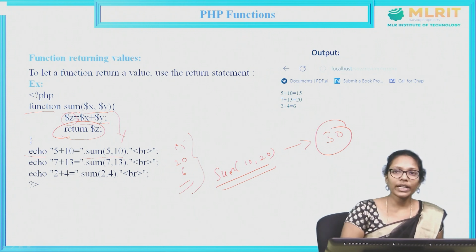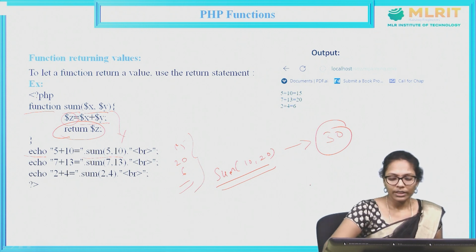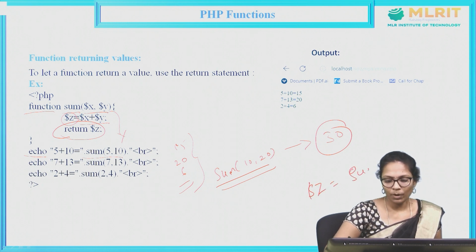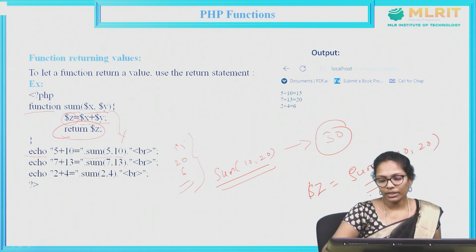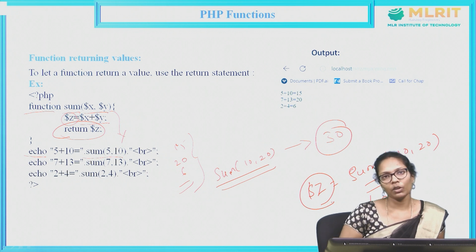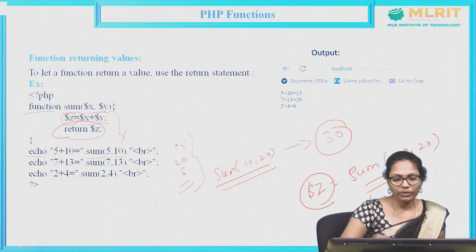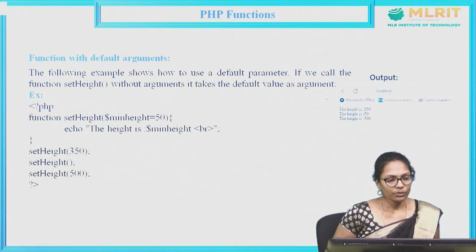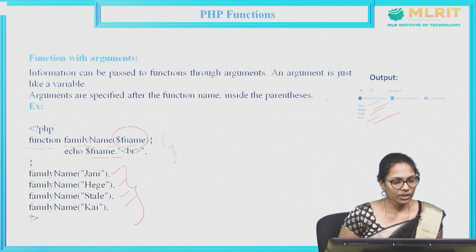If I don't write this within the echo statement, then you should store this value in a variable, sum of 10, 20. Either you can print this directly using echo, or you can store that value in a variable called $x. So the output for all this is the one. So we will see the output for all these by executing these programs.